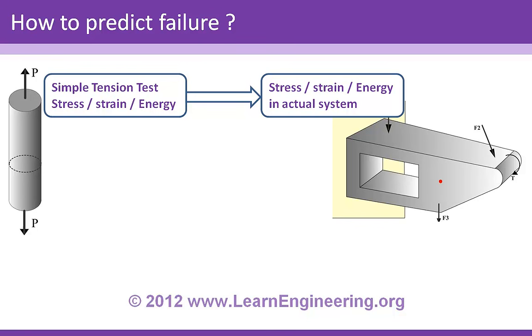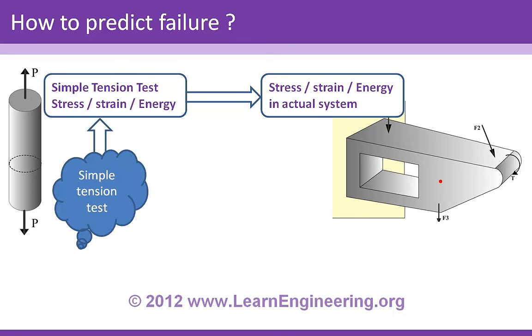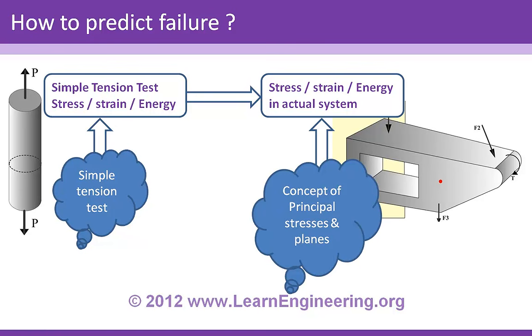But before proceeding to the failure theories, it's better to understand two concepts in a better way. First is about the simple tension test. We'll go across it in a more detailed way. Second, I told you we'll compare maximum stress or maximum strain in a complex loading case. So in order to find this maximum stress or maximum strain in a complex situation, you have to understand something called principal stress or principal plane. So we will go across this also. So after covering these two topics, we will see what the failure theories are.